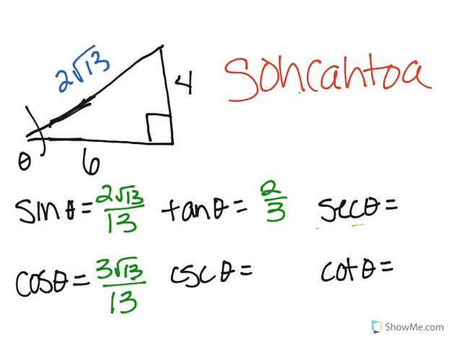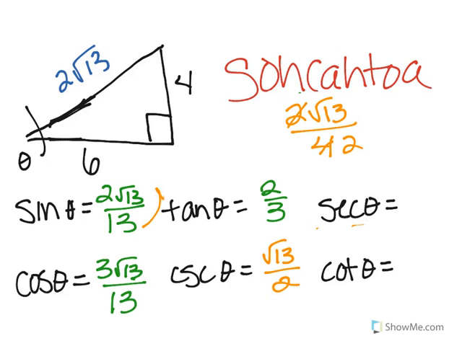So cosecant is the opposite of sine. So I'm going to do hypotenuse over opposite, so that's going to be 2 root 13 over 4, and then this will cancel out to be a 2, so our cosecant is just root 13 over 2. And like I said, you can flip this guy upside down and re-rationalize the denominator if you want. It just seems like less work to me to do it this way.